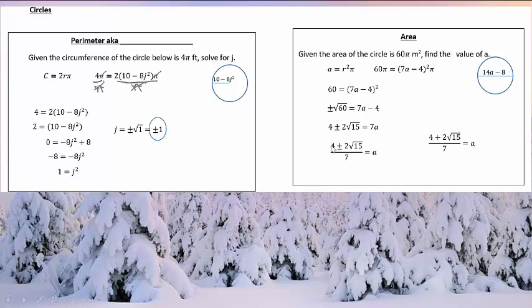Now, if we were to do 4 minus 2 root 15, and then divide that by 7, we're going to get a negative decimal. If we put a negative number in for a, we're going to end up getting a negative minus 8, which is an even bigger negative. So we'll have to go ahead and throw away the minus portion of this answer and just go with the plus so that our picture makes logical sense.